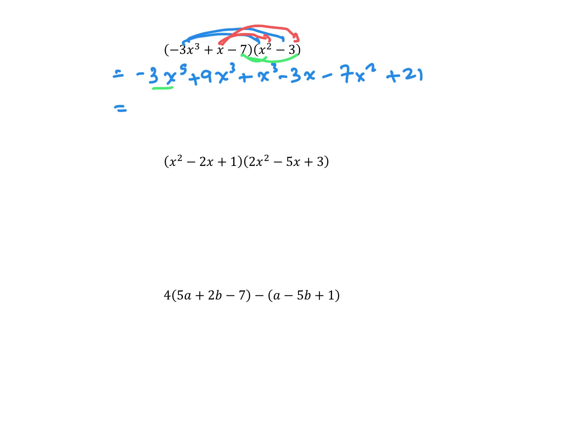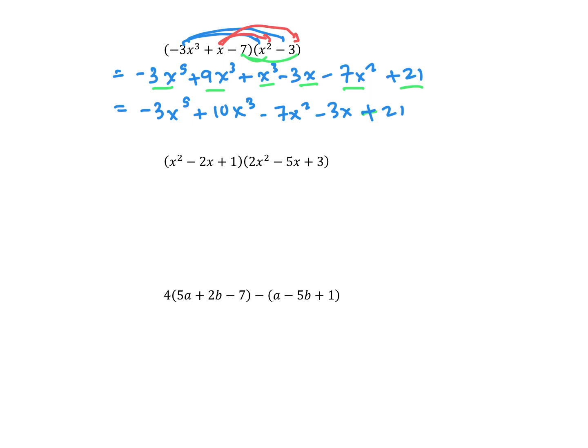So x to the power 5, all by itself, only one term. X to the power 3, I see 2. So 9 plus 1 is 10. We have an x squared here by itself. We have a 3x here by itself. And we have this 21 by itself. And there it is simplified. So we expanded by multiplying, and then we simplified by collecting like terms.